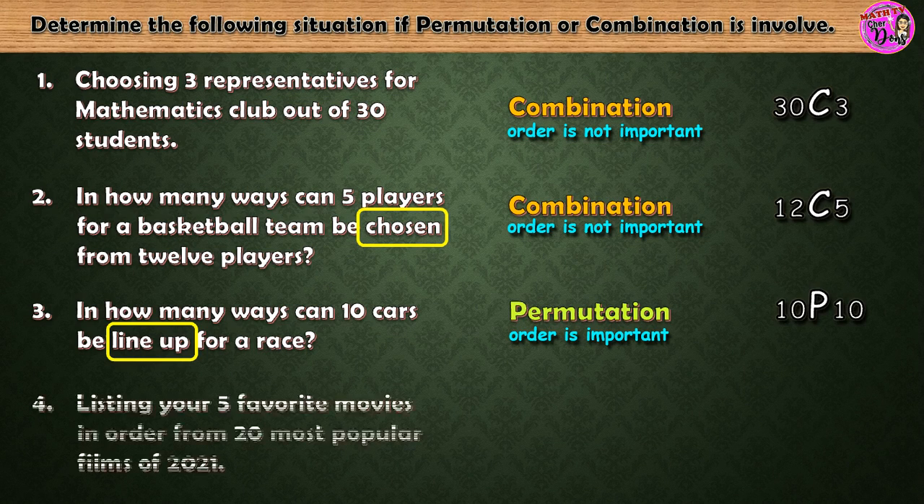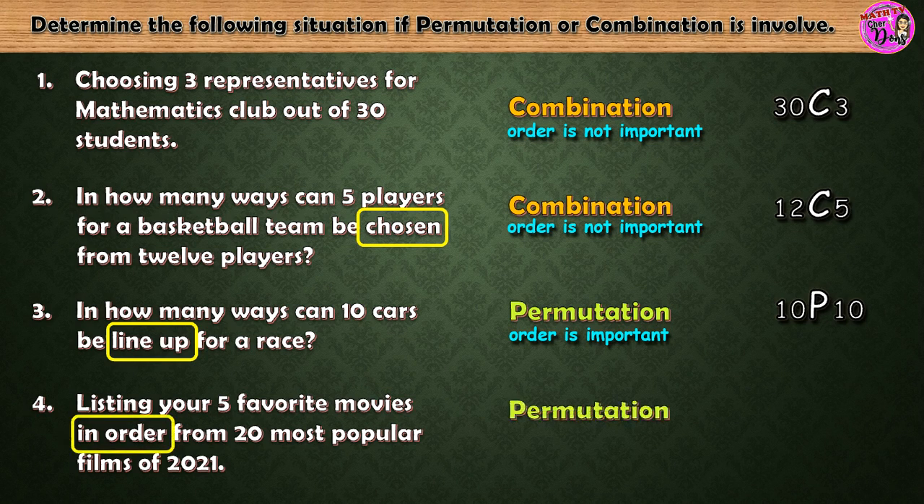Number 4, listing your 5 favorite movies in order from the 20 most popular films of 2021. The keyword used is very obvious, in order, so it involves permutation because order matters. It can be solved as permutation of 20 objects taken 5 at a time.